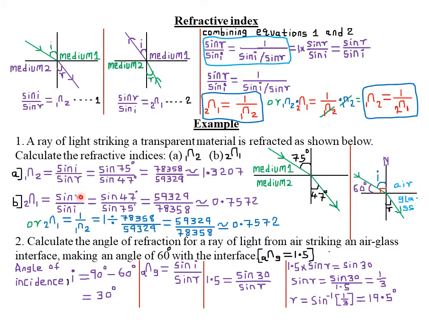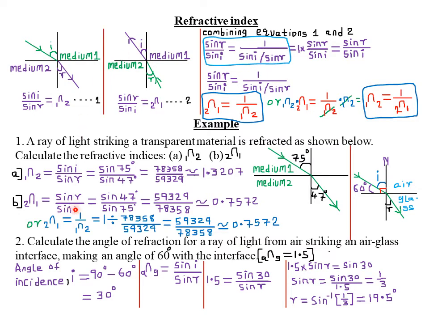The reason being, r in this case will be our angle of incidence, because we are talking of a ray of light moving from medium 2 towards medium 1. That is like shown in this particular case here. So you can see that r is the angle of incidence, while i becomes the angle of refraction.